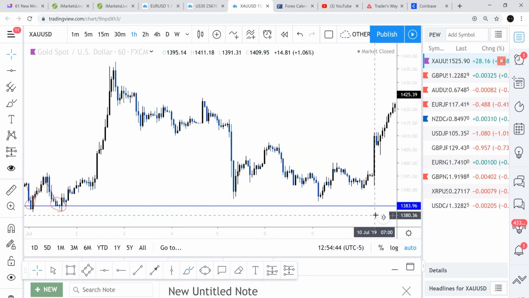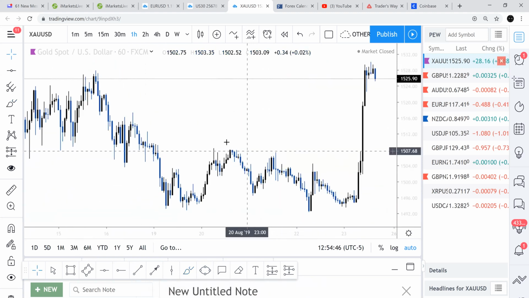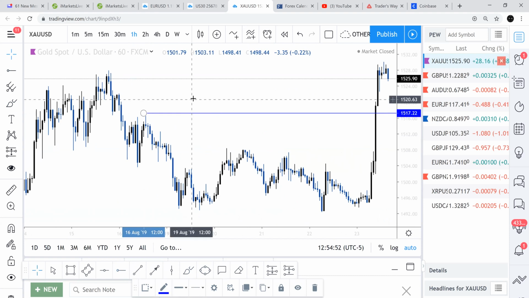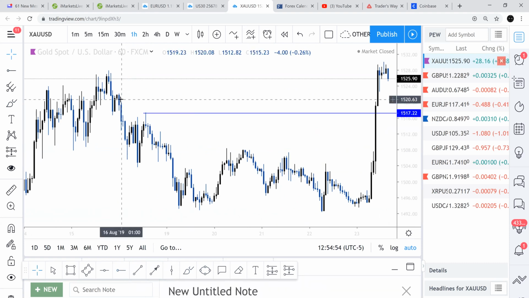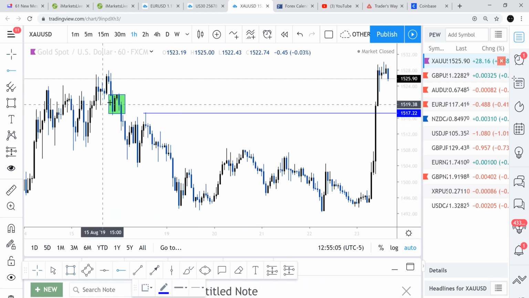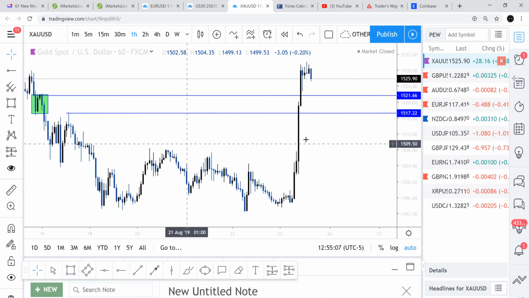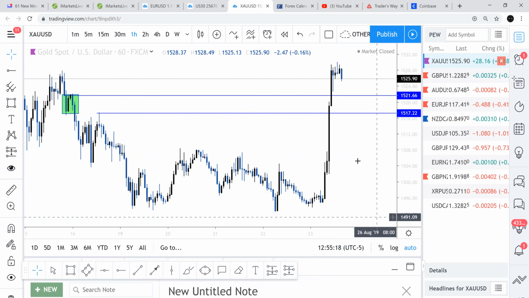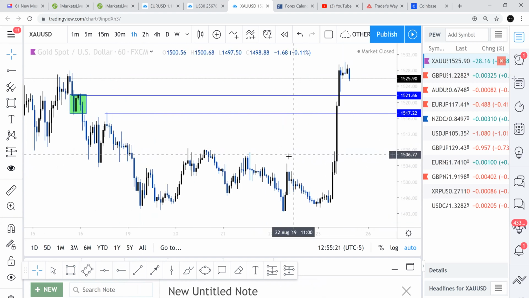But at this point, let's see if there's anything they could come back to now, right? I mean, we got this wick right here, possibly. We got this whole area right here. So I would expect it to come down to somewhere in there. And if it goes any lower than that, I would just go ahead and buy. If it goes lower than 15, 17, I'm just gonna buy. I don't care at that point. But that would be pretty much the area I would be looking for.